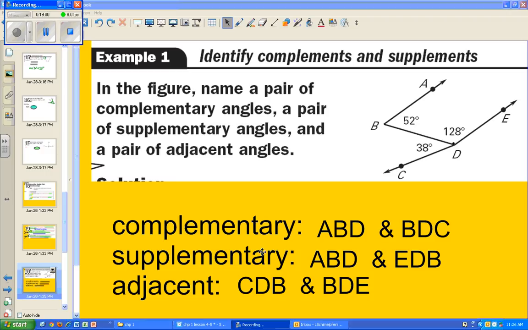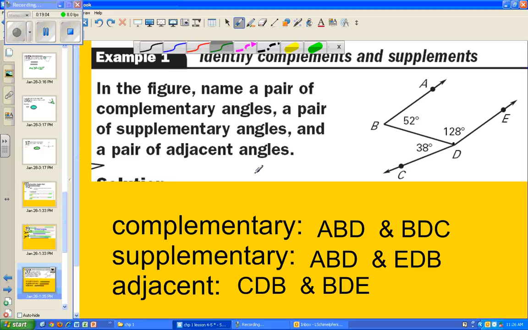Okay, hopefully you got these. Complementary angles add up to 90. So ABD was 52 degrees. Or again, remember you can have the 3 letters switched around. Just make sure B is in the middle. DBA would also be acceptable. And BDC was 38. And again, 52 and 38 equals 90. And again, you could also have CDB here. Just make sure D is in the middle.